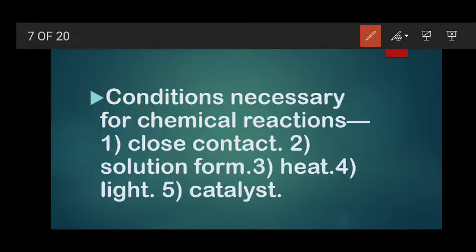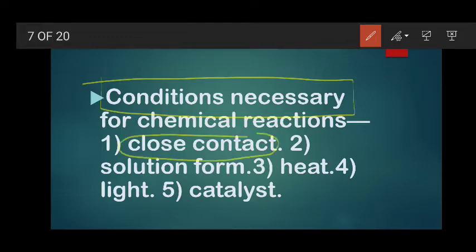Now the next is conditions necessary for chemical reactions. There are many conditions that are necessary for chemical reactions to occur. The first is close contact. For a chemical reaction to take place, the reactants must come into close contact, clear? Otherwise, if they do not come close to each other and are not mixed, there will be no chemical reaction. So close contact is a must.